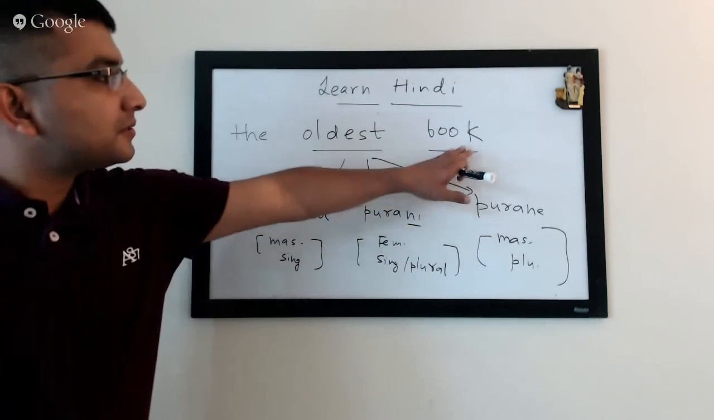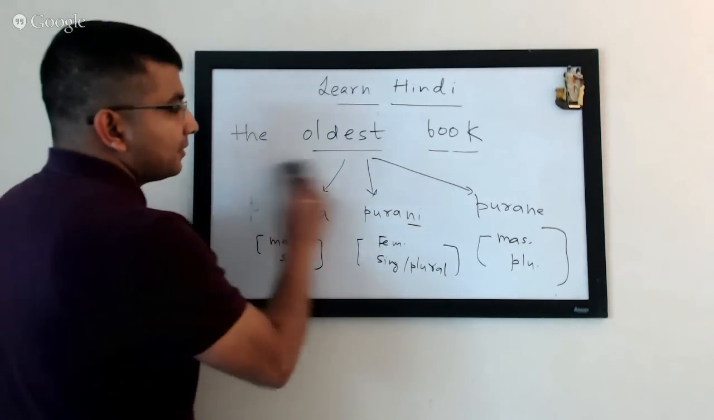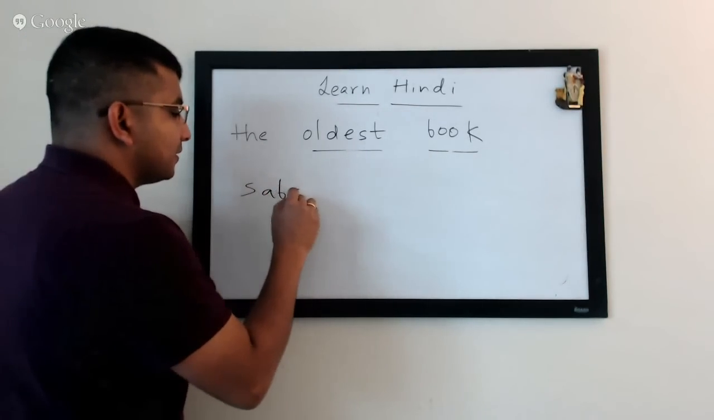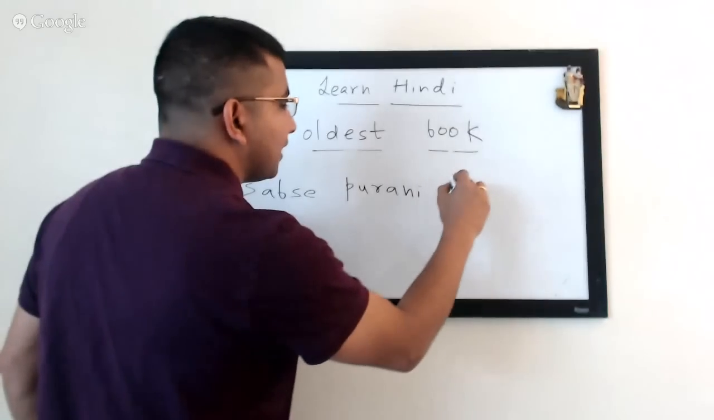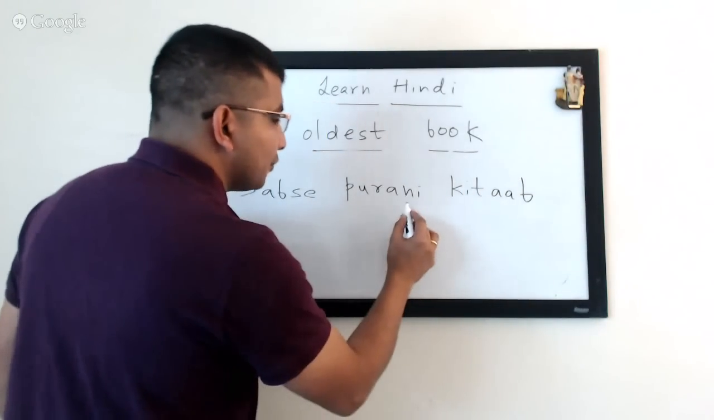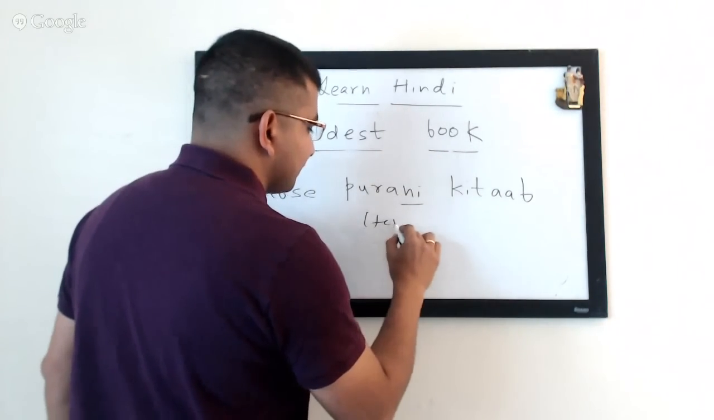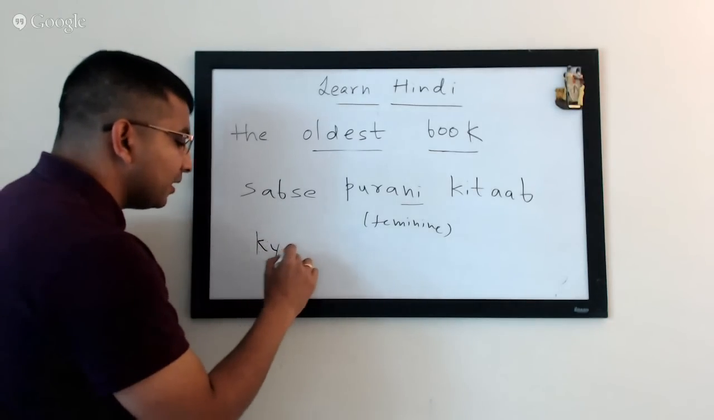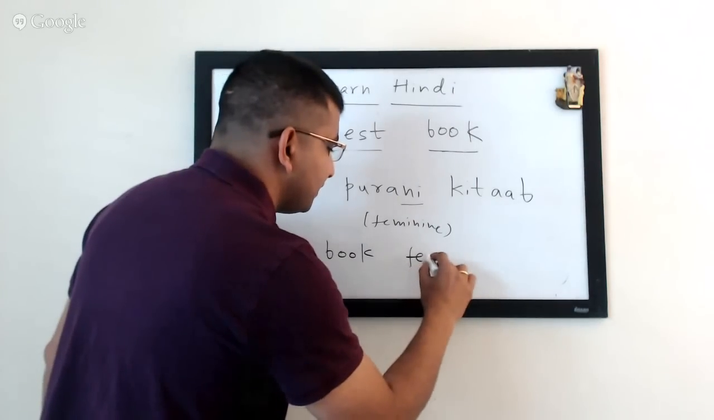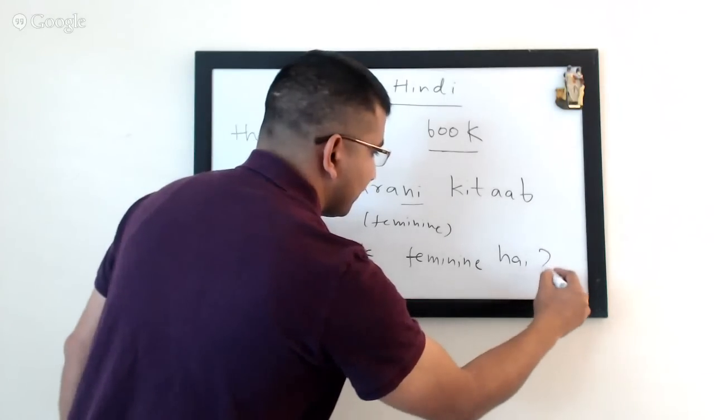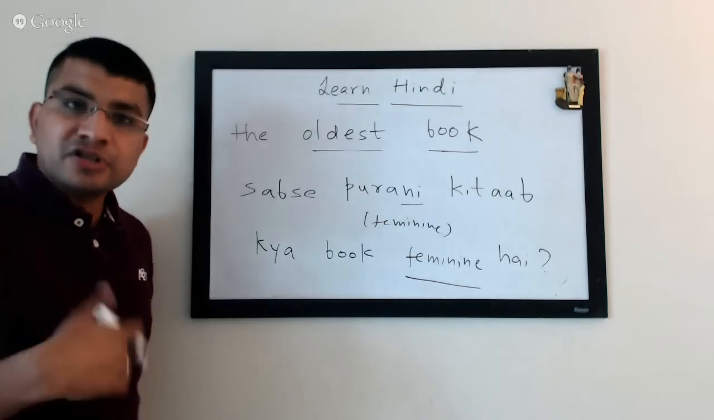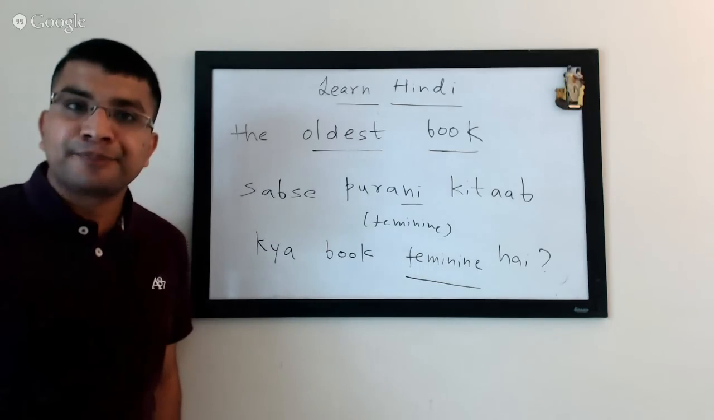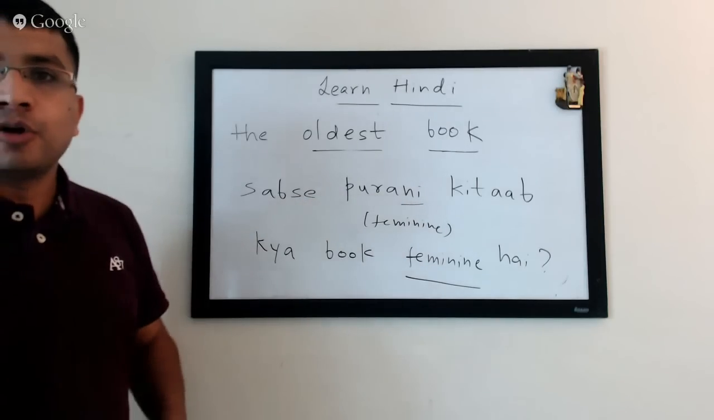So you will say, and because it's singular, you will say सबसे पुरानी किताब. सबसे पुरानी किताब. You're using purani because book is feminine, right? And if you don't know, and if you want to be grammatically correct, you can say क्या book feminine है, and based on the response of the native speakers they can tell you हाँ book feminine है और हाँ book masculine नहीं है, right? You can then use purana, purani or purane based on that.